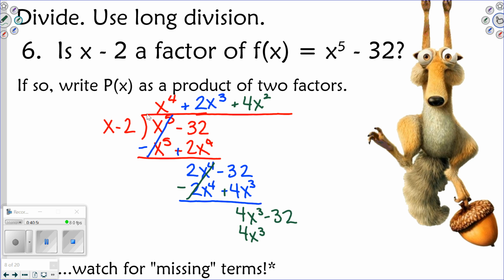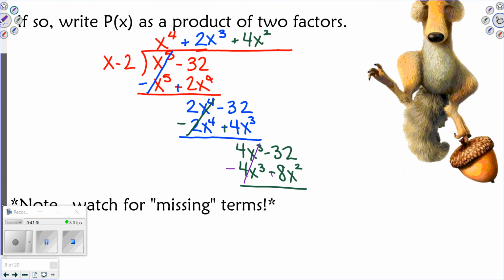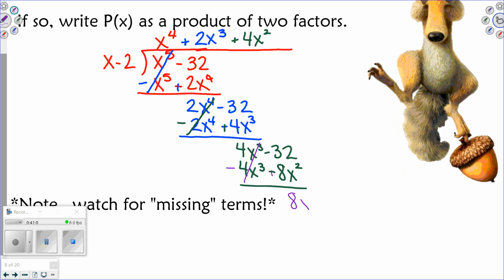All right, so 4x squared times x. 4x squared times negative 2. And then? Nope. Change your signs. The x cubes cancel. And I have 8x squared minus 32. And we start over.